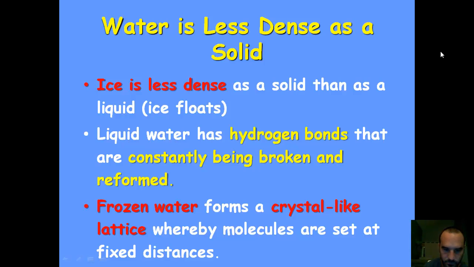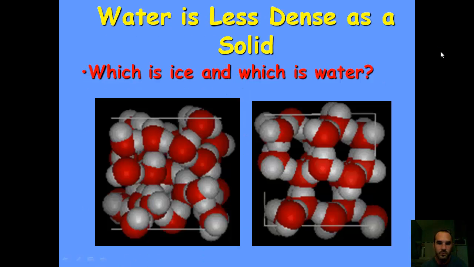And the very bottom part is just talking about how there's the hydrogen bonds, those water molecules are constantly reorienting like little magnets so they can glue their hydrogen bond. But once it freezes into an ice cube, it's forming like a crystal lattice structure. So if you look at a snowflake, you see that crystallized structure of water, and the molecules are set at fixed distances. So you can take a look at the two pictures. Which one do you think is ice? Which one do you think is water?